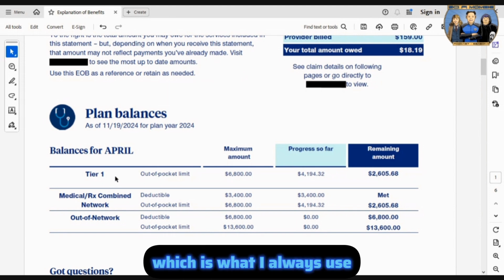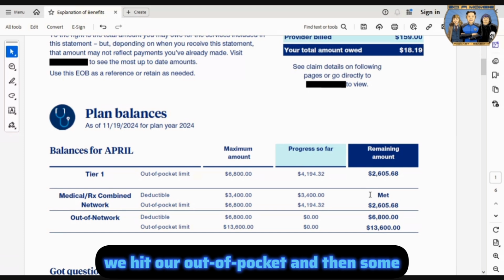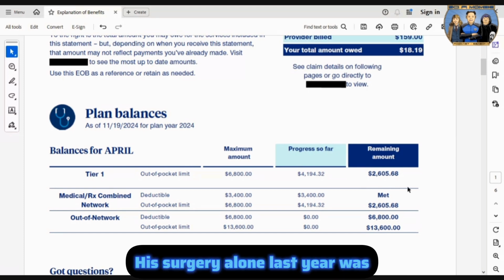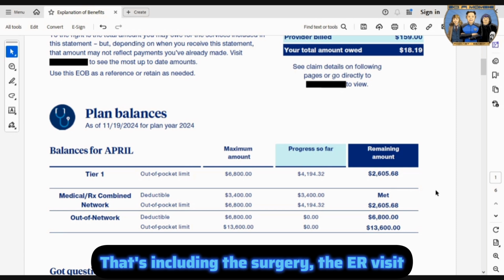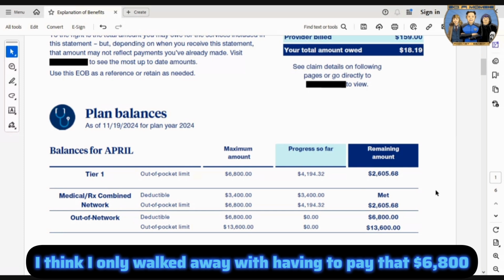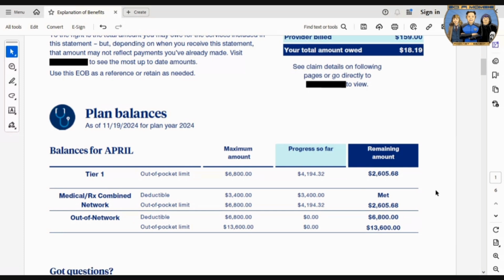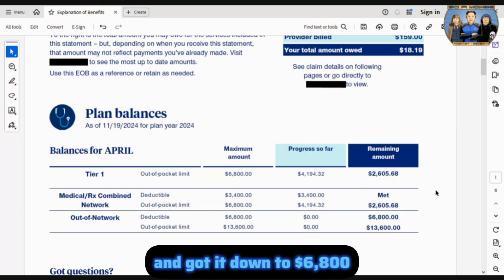But for tier 1, which is what I always use, unfortunately, last year I didn't hit my out of pocket limit. Actually, that meant I was pretty healthy. The year before, when Vic fell and broke his leg and had surgery, we hit our out of pocket and then some. His surgery alone was, after we added it all up, close to $100,000. That's including the surgery, the ER visit, all the refitting we had to do for the cast, the therapy. I think I only walked away with having to pay $6,800. And I'm still making payments on that. But I mean, that's not bad. Took a $100,000 bill and got it down to $6,800.